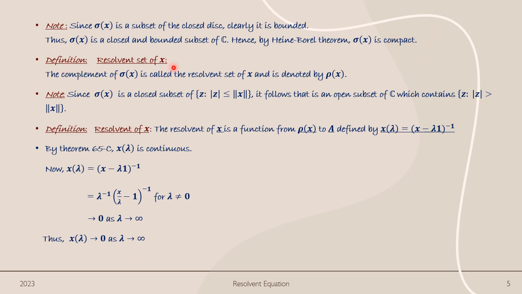Next we go for the definition of the resolvent set of x. The resolvent set of x is different from the resolvent of x. The resolvent of x is a function, whereas the resolvent set of x is a set. The resolvent set of x is nothing but the complement of the spectrum. So the complement of sigma of x is called the resolvent set of x, denoted by rho of x. Rho of x is the complement of sigma of x, and sigma of x and rho of x are complements of each other.